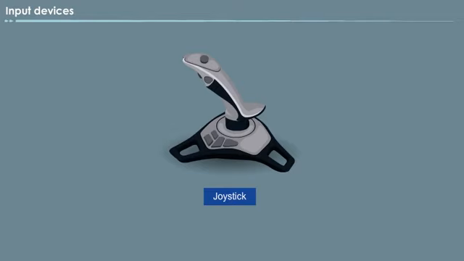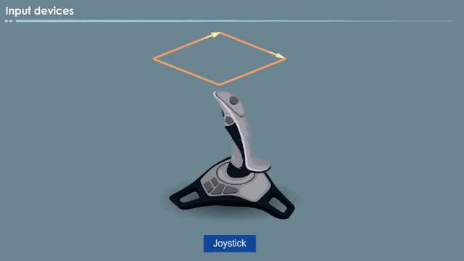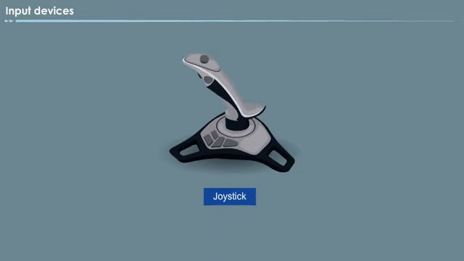It is a stick having a spherical ball at both its lower and upper ends. The lower spherical ball moves in a socket. The joystick can be moved in all four directions. The function of the joystick is similar to a mouse. It is used in computer-aided designing, that is, CAD work and playing games.